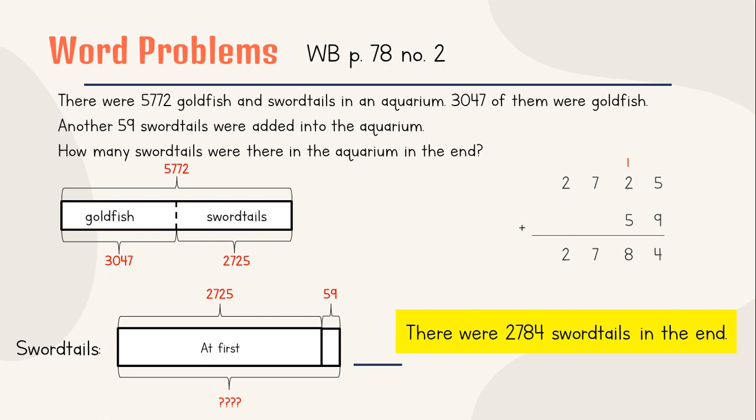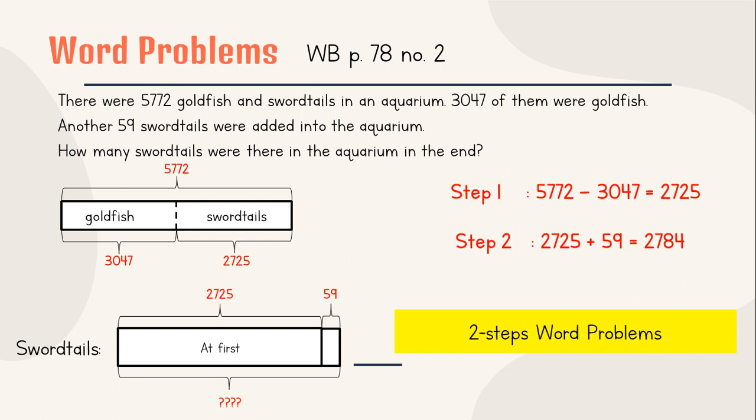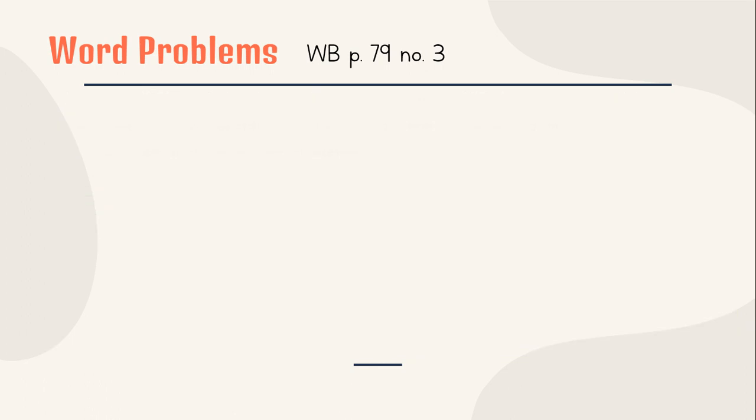As you can see, this is our two-step word problem. The first step is to find out how many swordtails there were at first. And then the second, we found out how many swordtails there were in the end, which is 2,784. If you have any questions, you may ask me. If you still do not understand it, you may ask me or you may practice your skill. Now go to the next number.